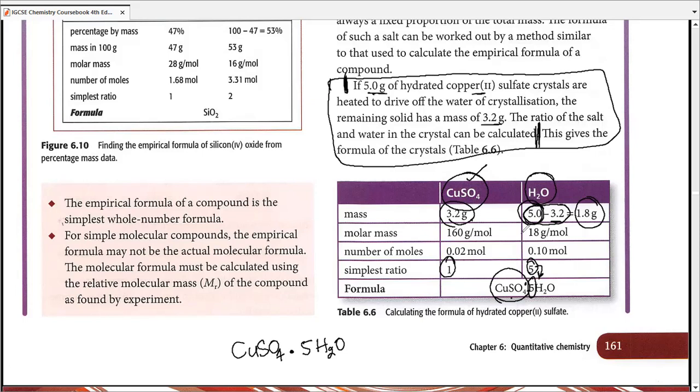So we actually bifurcated the question into a table-like structure. The tabular structure is always helpful in solving empirical formula questions. And from there onward, it's easy because the order of the steps is actually the same as what we have been doing in the previous class and this class.